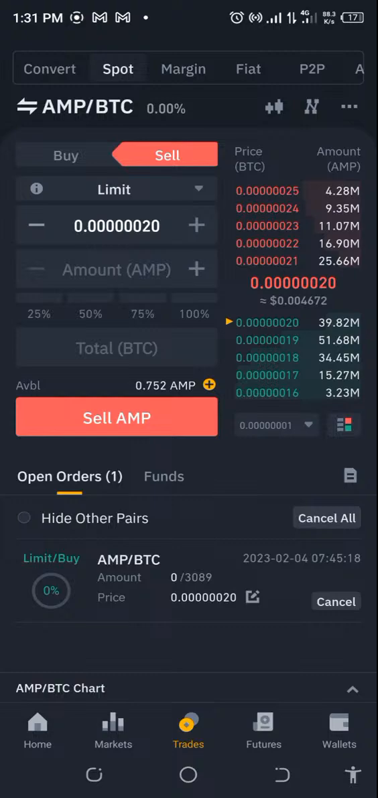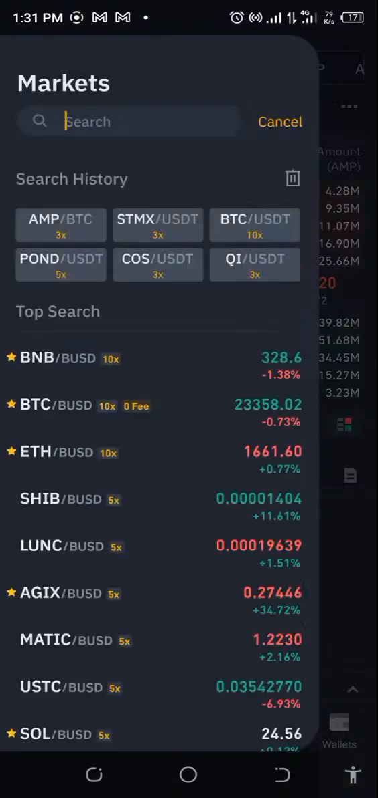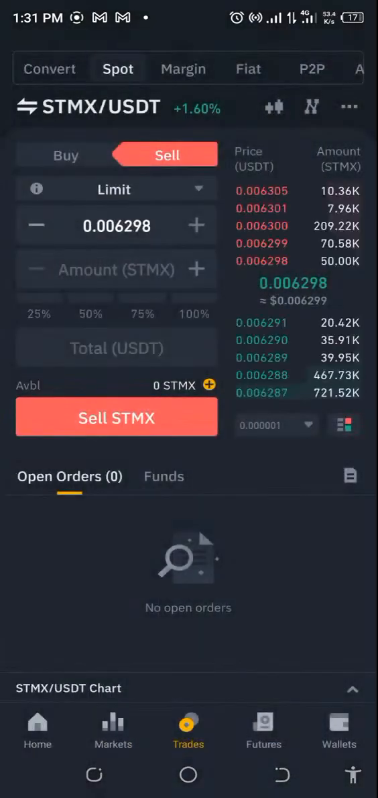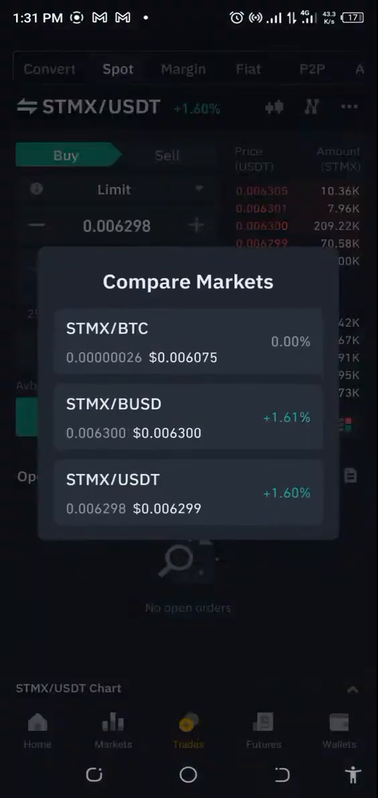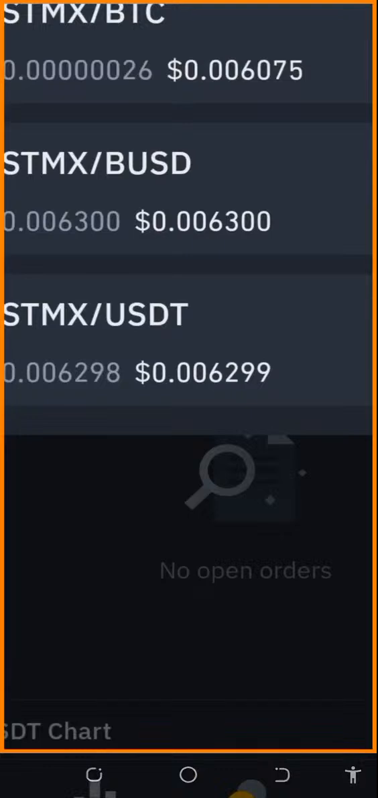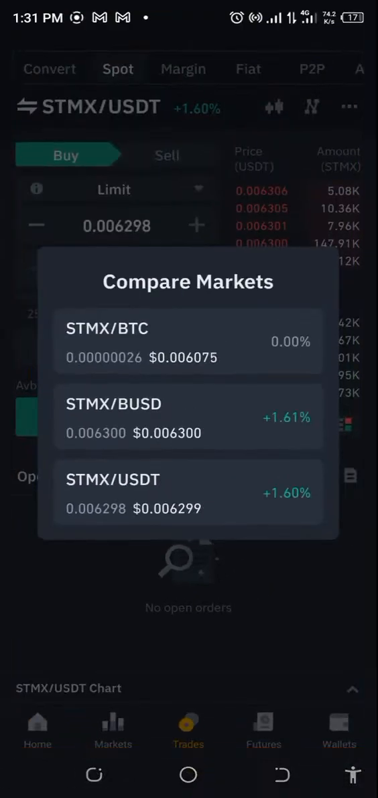Okay, so let's cancel this. Cancelled. So we're going to go to another coin, right? We're going to use STMX. Okay. And first of all, like I always say, the first thing you need to do is to check and compare the markets to see what's going on there, see if there's any opportunity whatsoever. Okay. It looks like there's an opportunity here. So I'm just going to try and see whether I can actually buy STMX with my BTC.